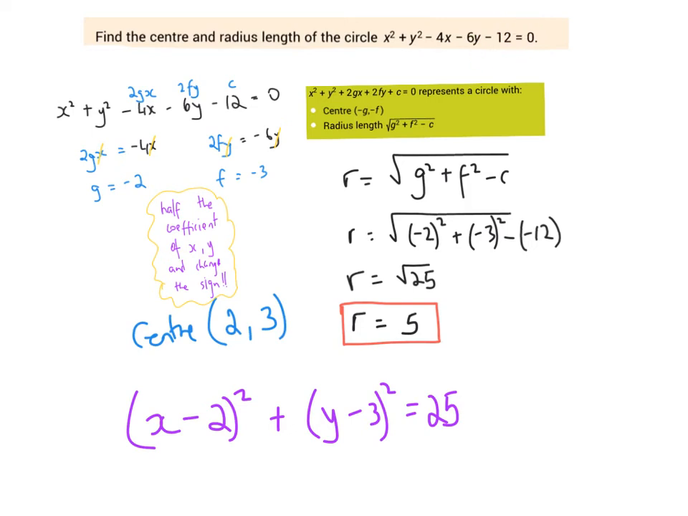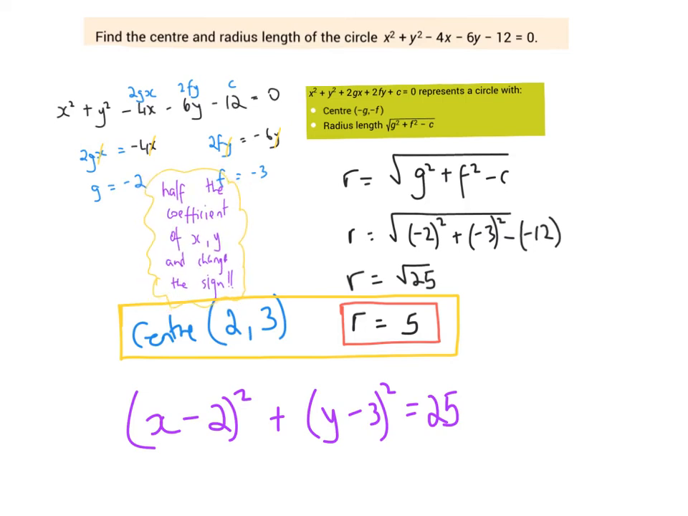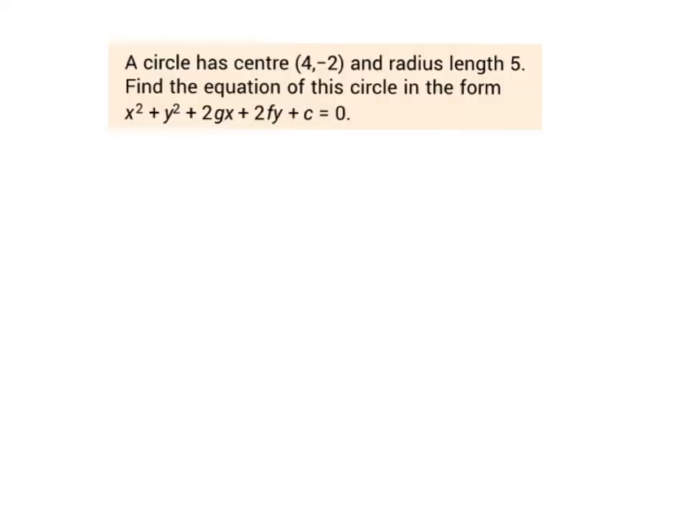Okay, but all we were asked in this case was to write down the centre and the radius using this method here. So make sure generally, if we get an equation of that form, we halve the coefficient of x and y and change the sign. Okay, let's do one more of this.